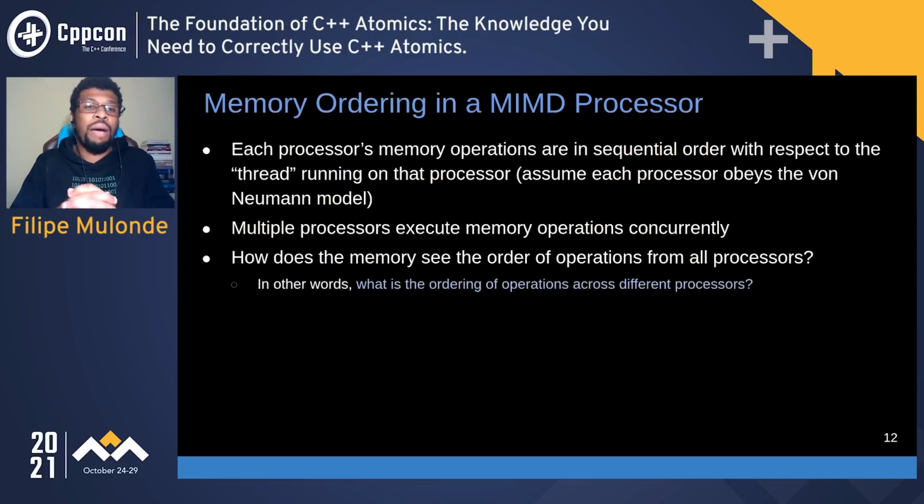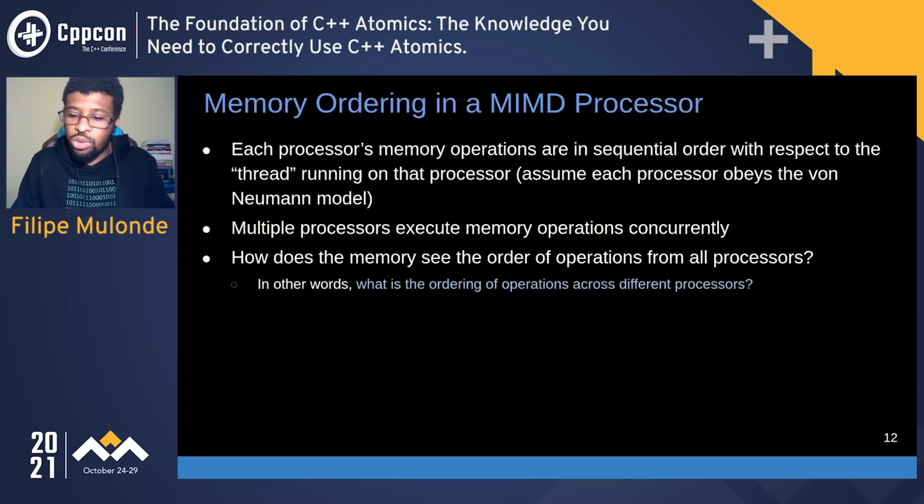Now let's talk about memory ordering in an MIMD processor. Each processor's memory operations are in sequential order with respect to the thread running on that processor. And here we assume the processor obeys the Von Neumann model, and multiprocessors execute memory operations concurrently. The question is, how does the memory see the order of operation from our processors? In other words, what is the ordering of operation across different processors?